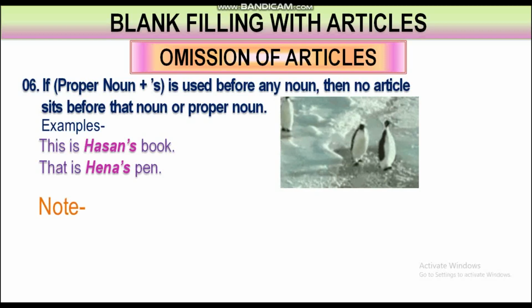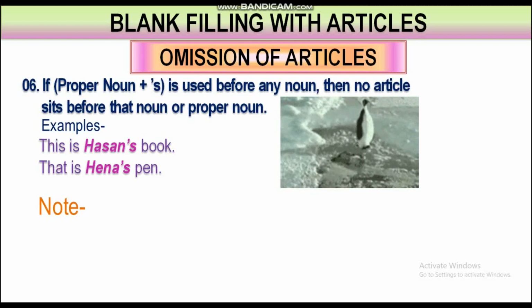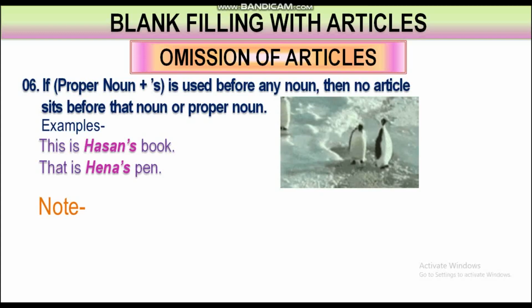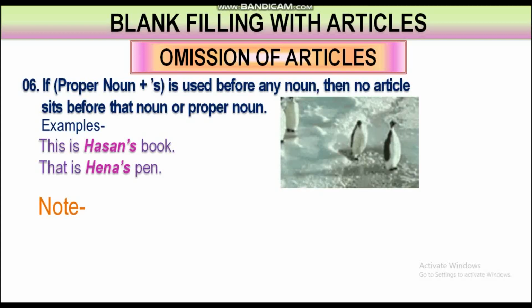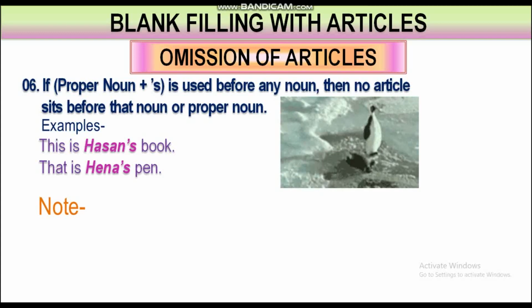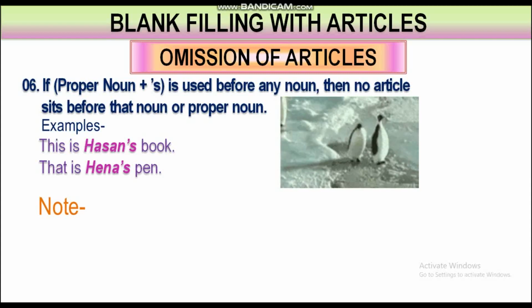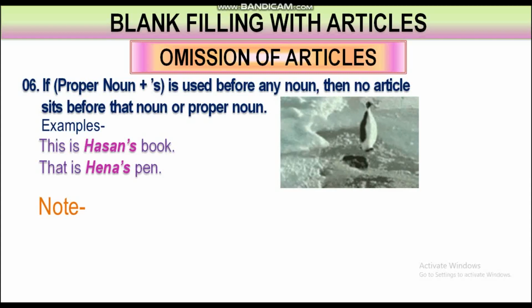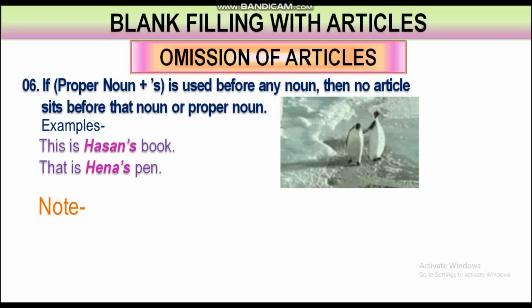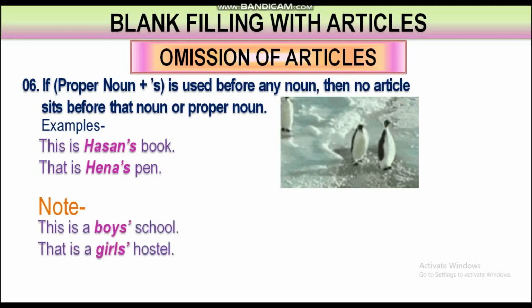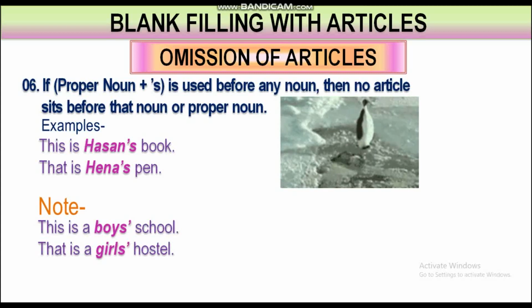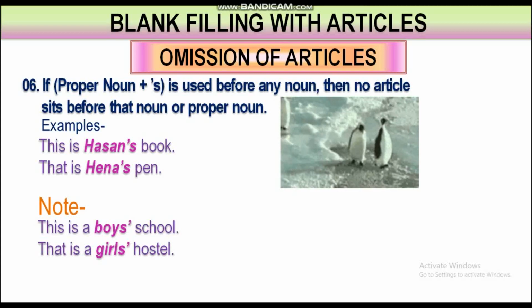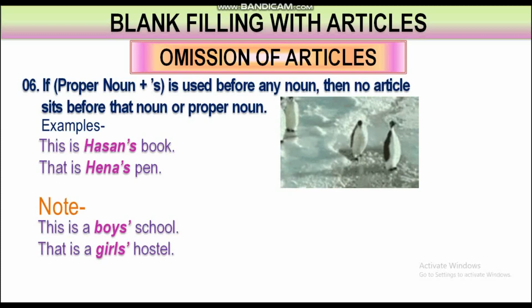But if plural common noun plus apostrophe s is used before any noun, then article a or an sits before that plural common noun. For example, this is a boys' school. That is a girls' hostel.